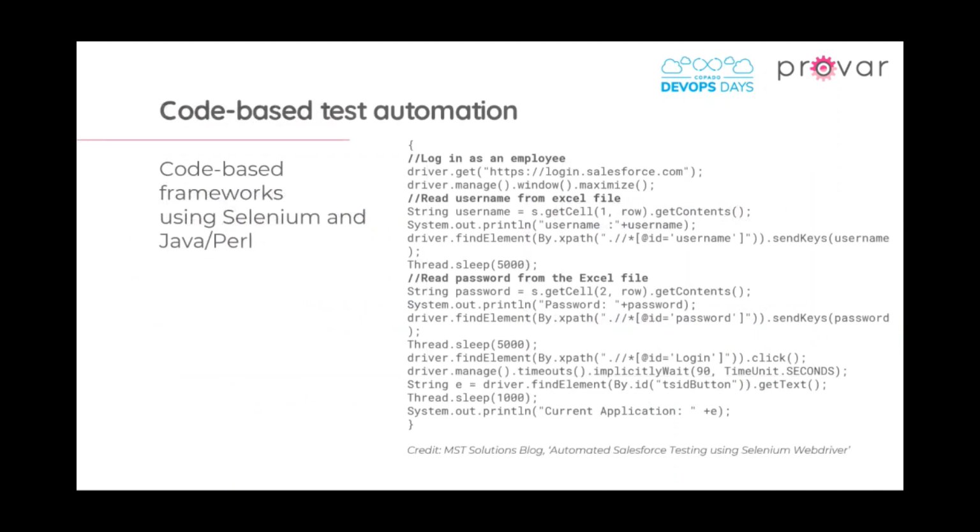And so when we talk about the different testing approaches, the first one we wanted to talk about is code-based test automation. This little code snippet shows an example of what it might look like to log into the Salesforce application, retrieving a username and password from an Excel file. This is developed in a framework called Selenium, which is an open source test automation solution, and it's written in Java. So you can see the complexity behind this. It's a very simple task.